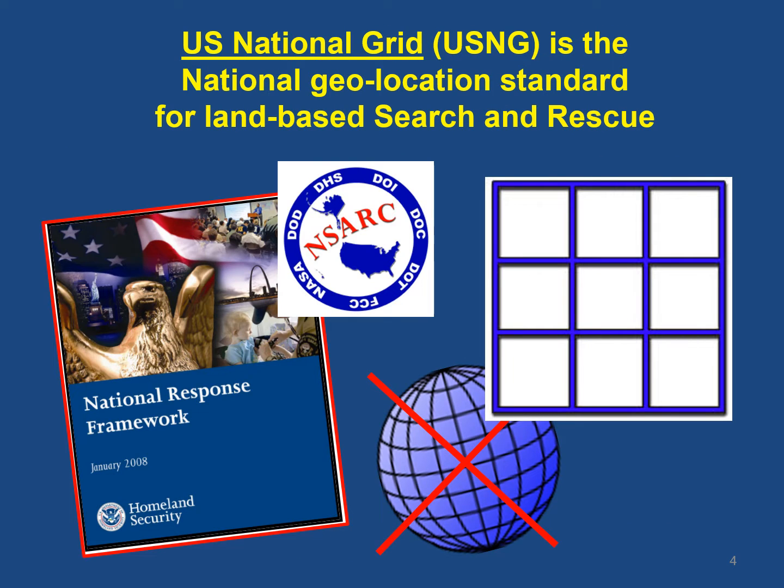It turns out there already is a national and state standard system for land-based search and rescue. USNG is required by FEMA for all federal agencies responding to emergencies and disasters, and it's encouraged for all local agencies as well. Unlike the curved lines of latitude and longitude, it uses a simple grid system with units of meters and kilometers.